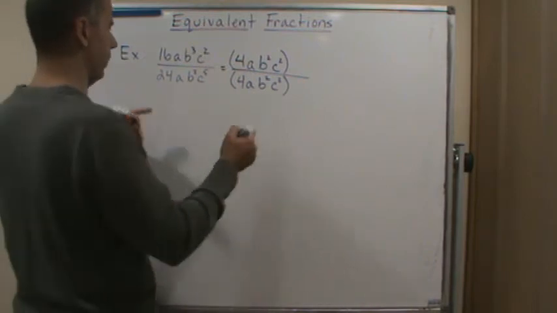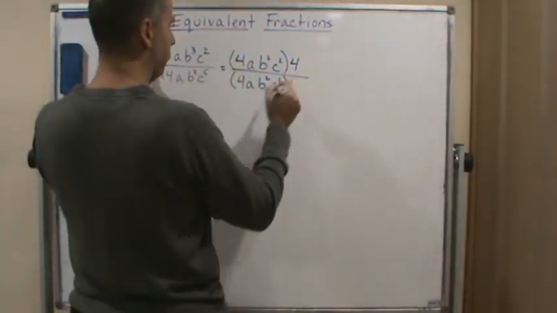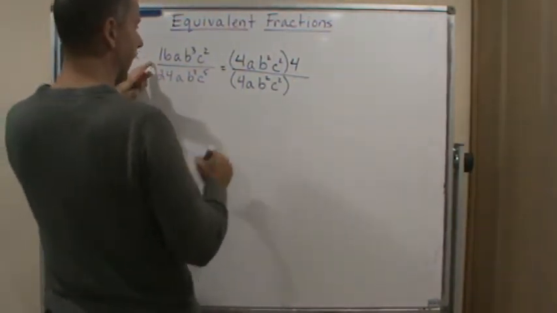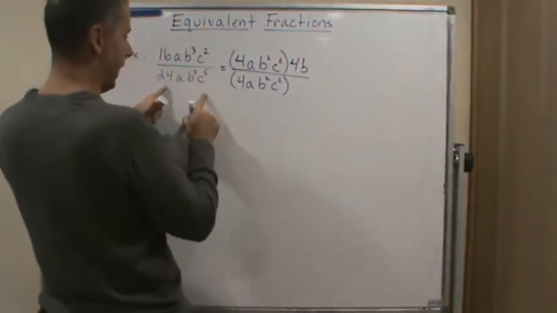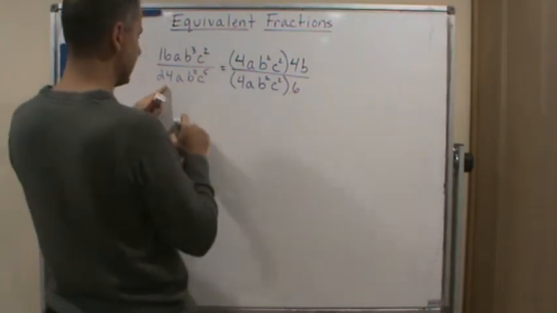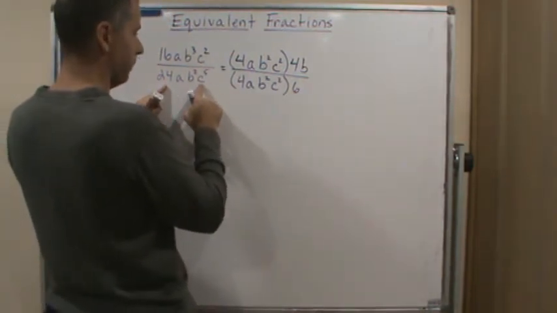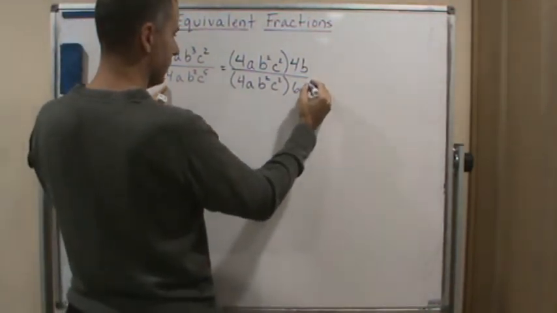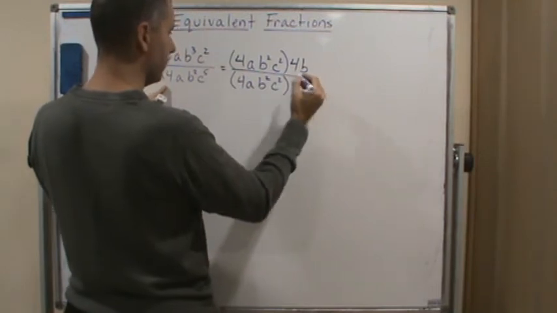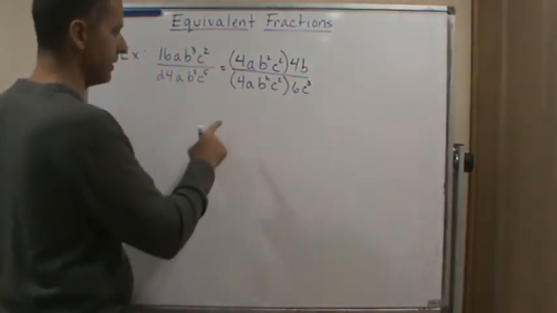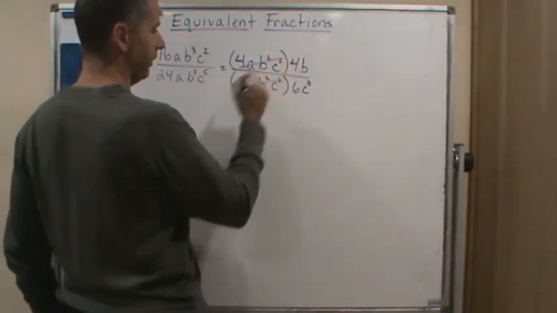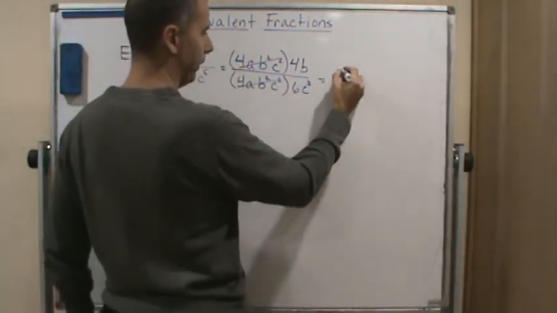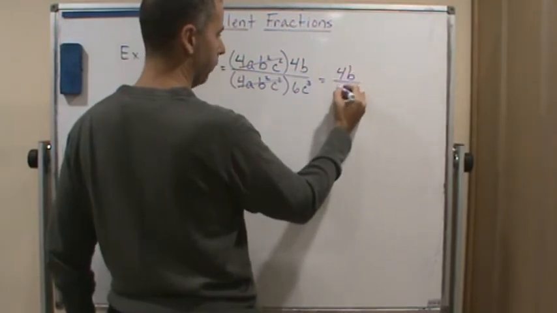So what's left over? Here, we're going to end up with 4, and we're going to end up with a b, and that's it. In the bottom, we're going to end up with a 6 and c cubed. And so notice that this divided by this just gives you 1. And so we get 4b over 6.